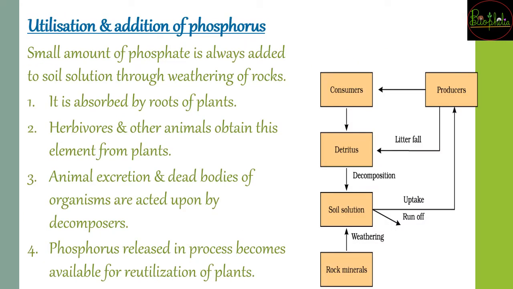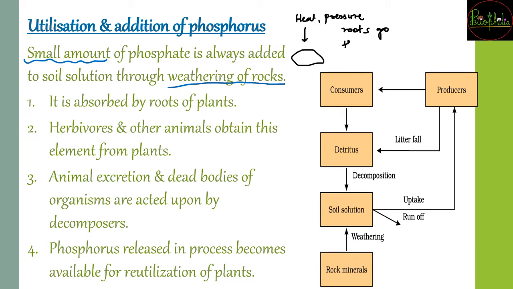Now the utilization and addition of phosphorus is going to come in a very small amount because it has to undergo a natural process that takes a lot of time, that is the weathering of rocks. So when big rocks are exposed to a lot of heat, when temperature increases, when pressure increases, when roots go through them, the rocks break. These rocks having phosphorus in them, once they start breaking, are going to release phosphorus, and this phosphorus, released in a very small amount, is going to be absorbed by the roots of the plants.